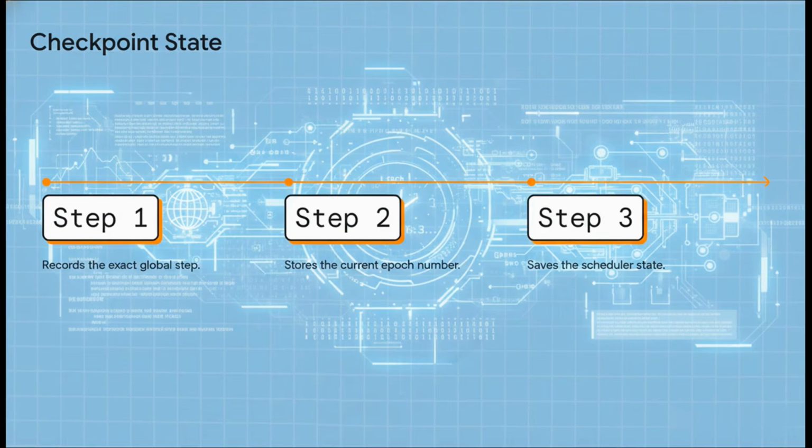And the last training file is the checkpoint state. This acts as a rigid bookmark of evolution. It records the exact global step, the epoch number, and the scheduler state. If the training process crashed midway, which happens, this bookmark tells the supercomputer exactly where to pick back up, so absolutely no knowledge is lost.